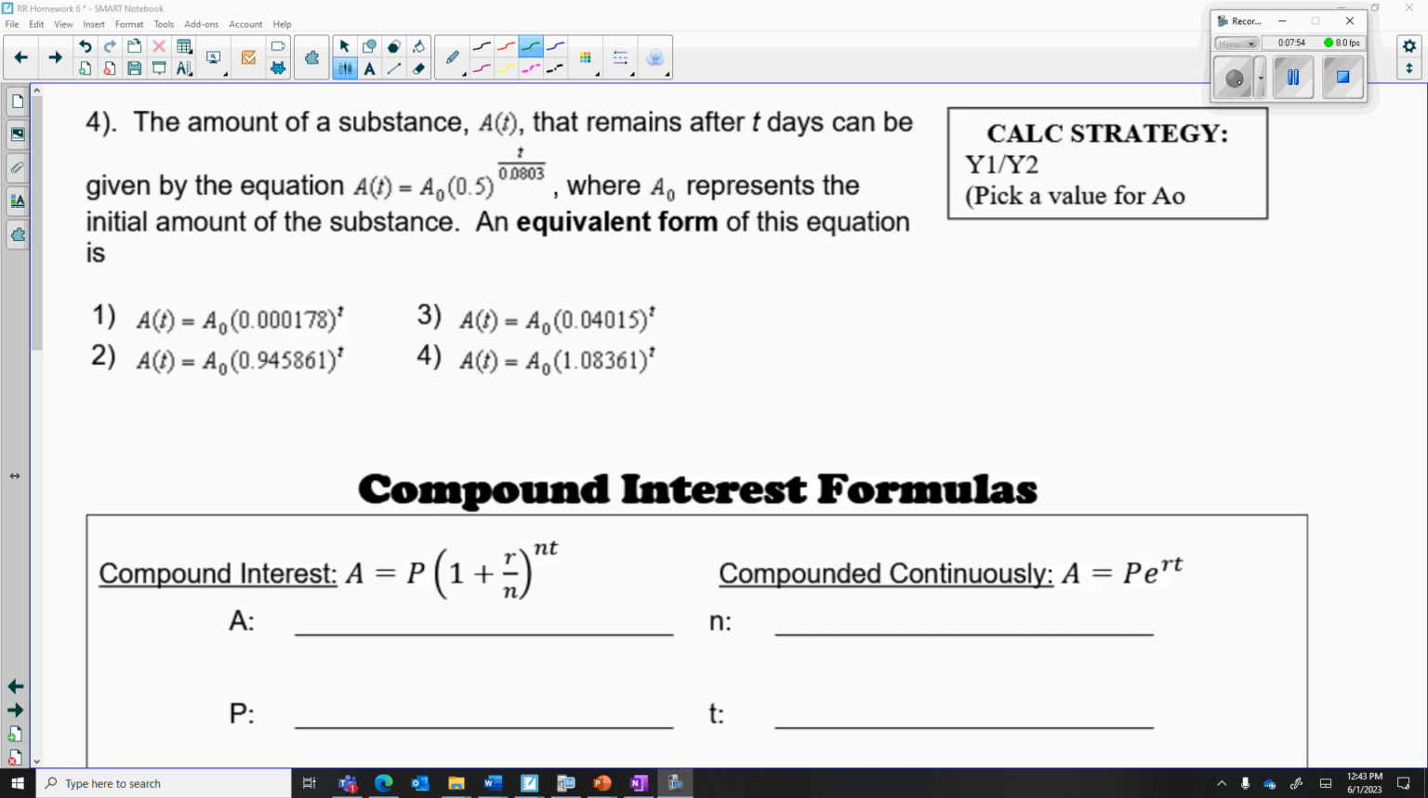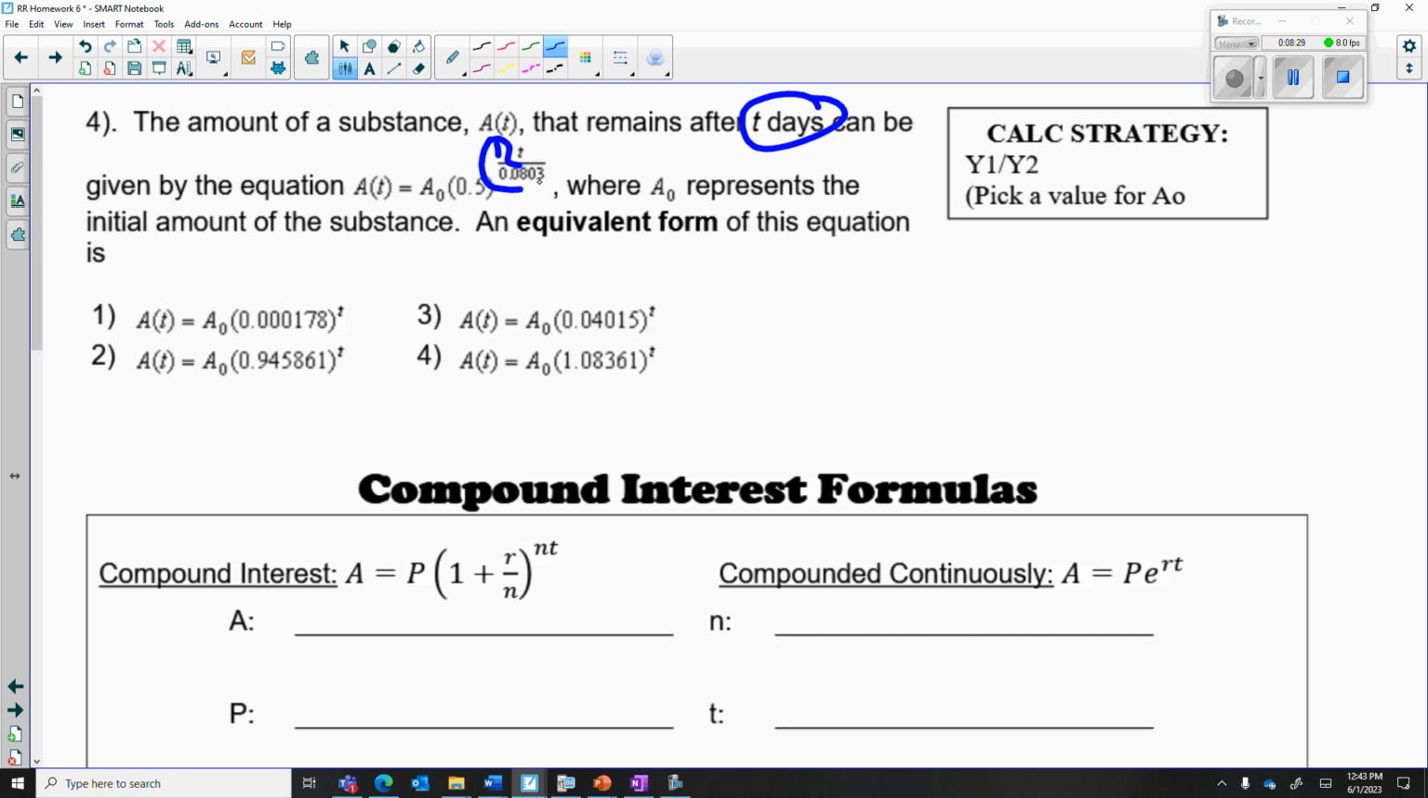Now for this next question, they give you an equation and they tell you that it represents the amount of the substance that is remaining after t days. And it says, what is an equivalent form? So basically what you need to understand is that this is not in terms of 1t. This is in terms of actually 1 over 0.0803 times t. So if we want to evaluate what's happening per day, we need a 1t in the exponent, not a t over 0.0803.